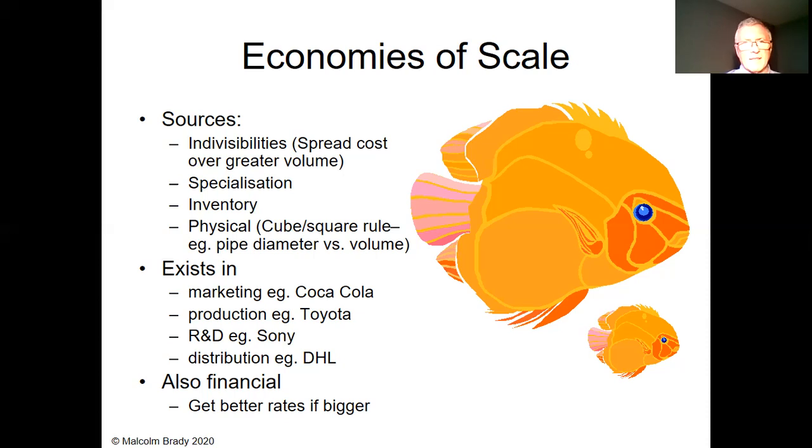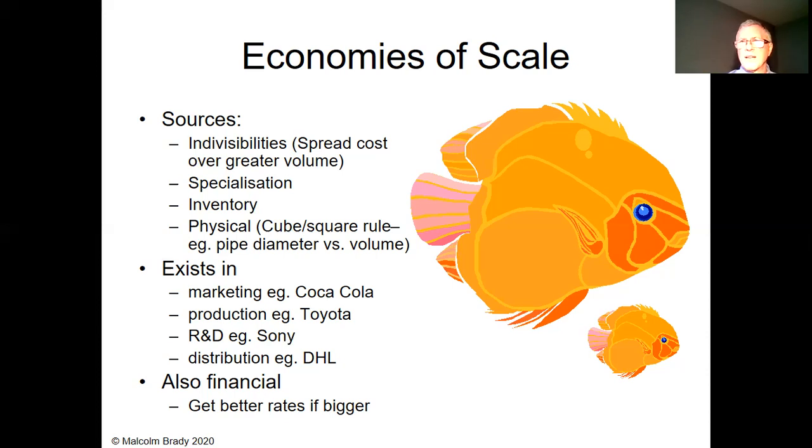And these exist, as you can see in the points below, in various areas of the business. It can be in marketing, production, research and development, distribution. So they can be in different areas, and there can be different levels of scale economies in these different areas. And you can see the last point, there can be economies of scale in finance as well, in the sense that bigger firms can get better financial rates when they're borrowing money than smaller firms, because they're seen as more substantial, more robust, more reliable, less risky. So simply size gives you that type of advantage.